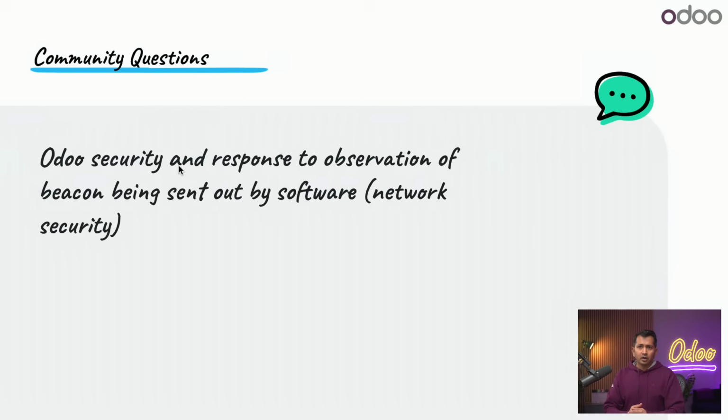Next question: Odoo security and responses to the observation of beacons being sent out, as seen by software network security. We do have an active security team, and the security team actively sends out updates when a security breach or anything similar is found. We also have the odoo.com/security page where you have all of the details. If you are a partner, or if you are actively implementing a project yourself, then you will receive updates about security patches from time to time, and anything that we fix will be available to you right away. So we do have a security team, and we do have beacons being sent out for sure.